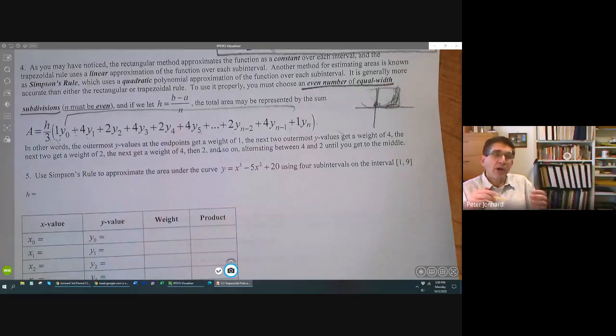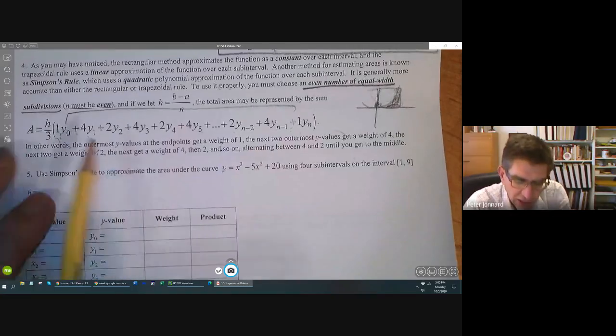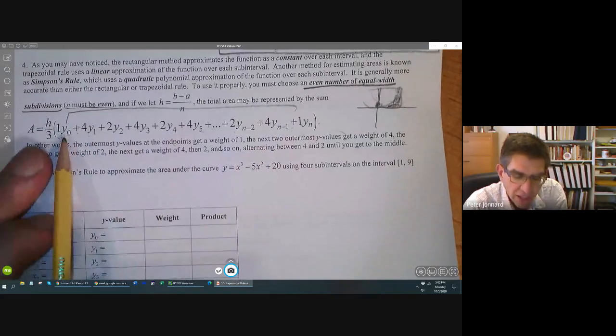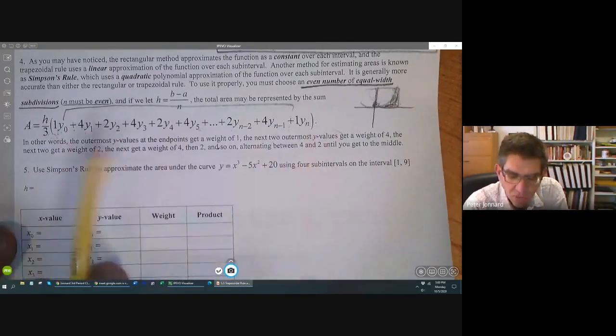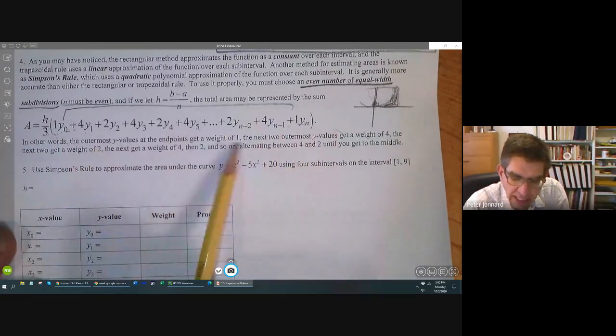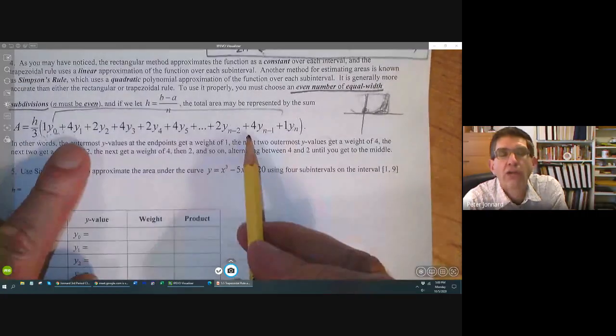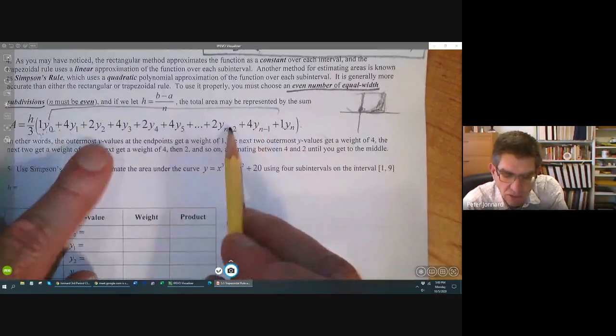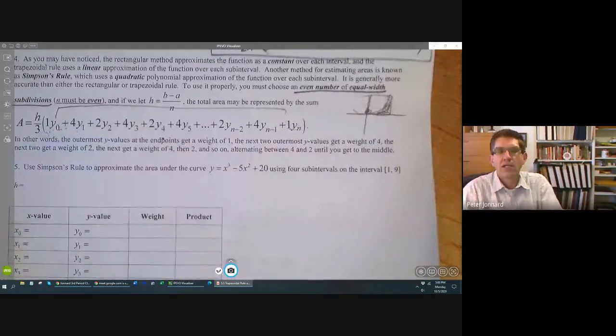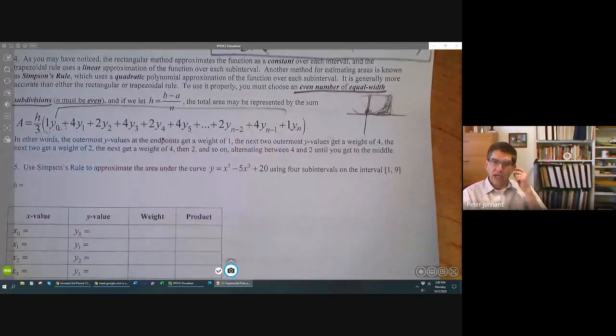So anyway, if you're going to memorize Simpson's rule, what you need to understand is that the outermost y values, this is basically the value of the function evaluated at A, and this is the value of the function evaluated at B, okay? Those get a weight of 1, and then the next ones all get 4s. So you do 1 times these, then you do 4, then you do 2, then you do 4, then you do 2, okay? And so the weightings are always that way. And so that's how you do it, all right?